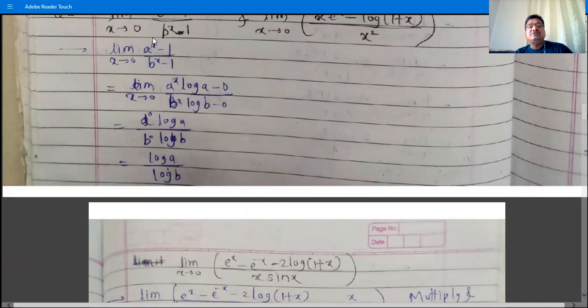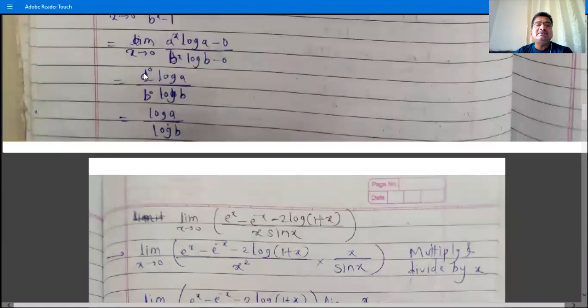Limit x tends to 0. The derivative of a raised to x is what? A raised to x into log a, minus 1 derivative is 0. And the derivative of b raised to x is b raised to x into log b. So write here, by L'Hospital's rule, and then substitute x as 0. So a raised to 0 is 1, log a as it is, and b raised to 0 is 1, log b as it is. So the answer is log a by log b.